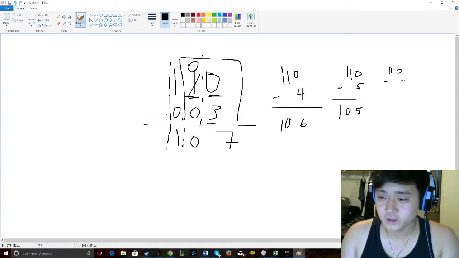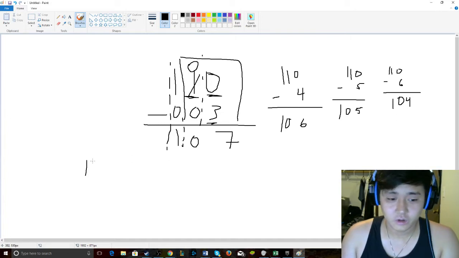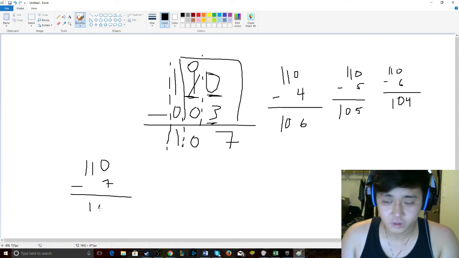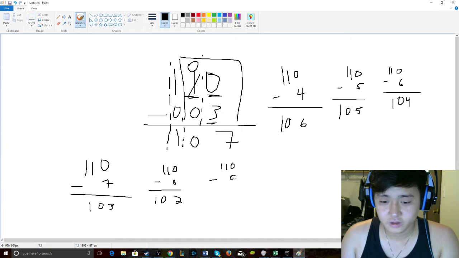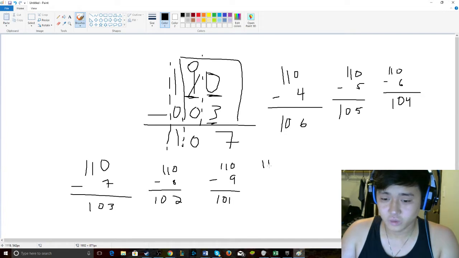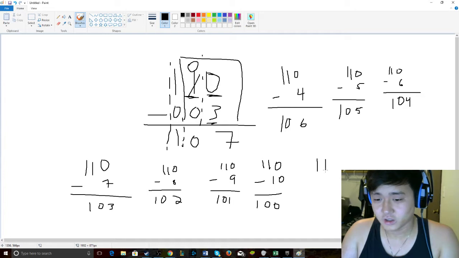110 minus 6 would be 104. 110 minus 7 would be 103. 110 minus 8 would be 102. 110 minus 9 would be 101. And then 110 minus 10 would be 100.